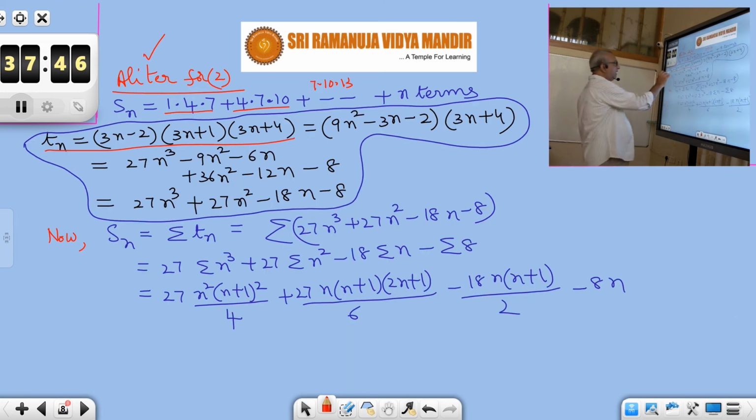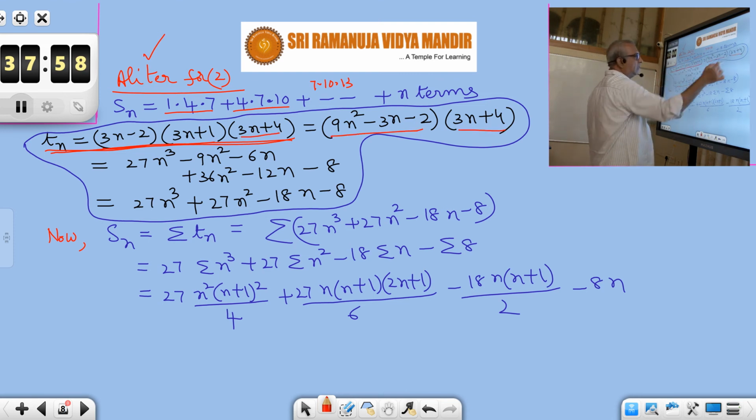So, yes, Tn, already we have found a formula, I am taking it. I am just expanding it. First I have expanded 3n minus 2, 3n plus 1, I got this. Next 3n plus 4, and again further I have expanded. So finally I got Tn is equal to 27n cube plus 27n square minus 18n minus 8.